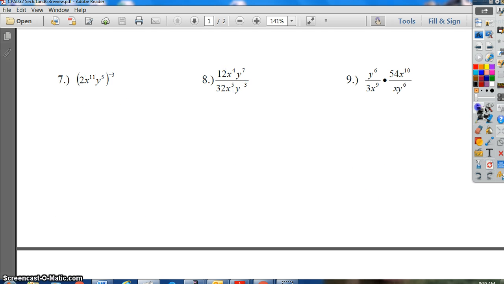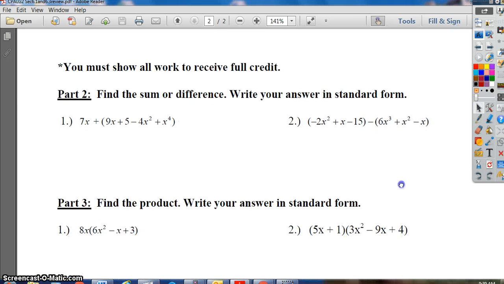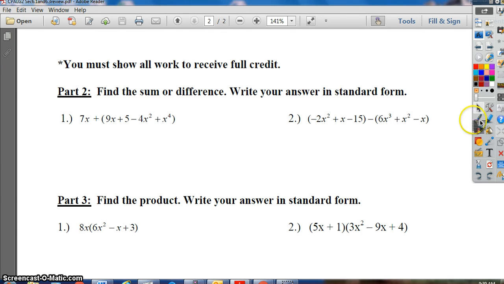All right, let's go to the back. All right, find the sum or difference. We'll write our answers in standard form. So here I'm just going to combine like terms, starting with the largest exponent. There are no other x's to the 4th, so he goes first. Followed by x squared.